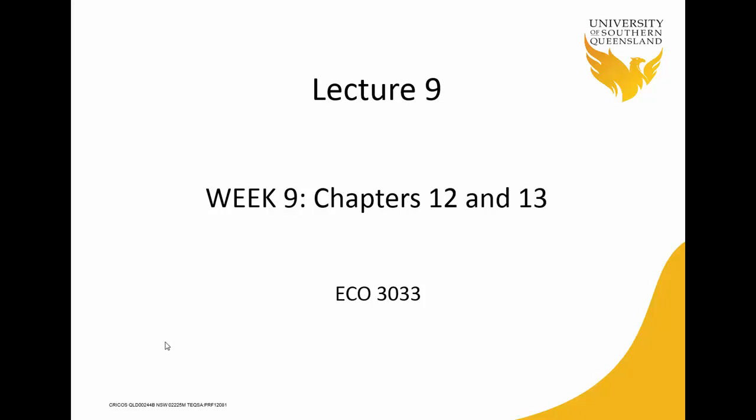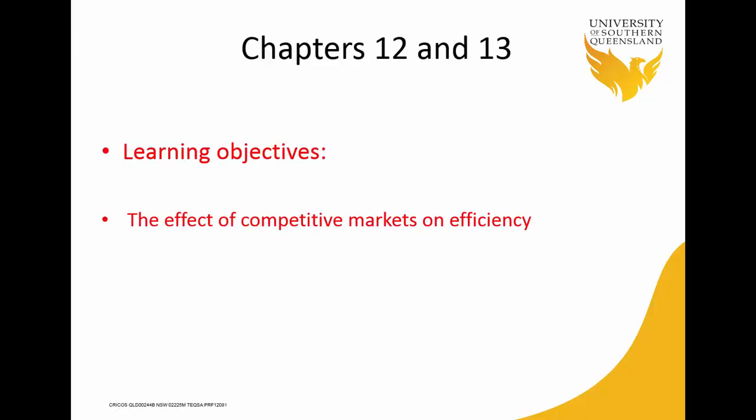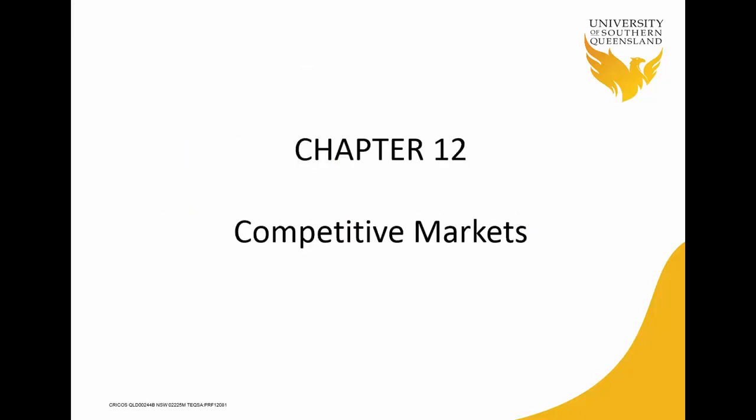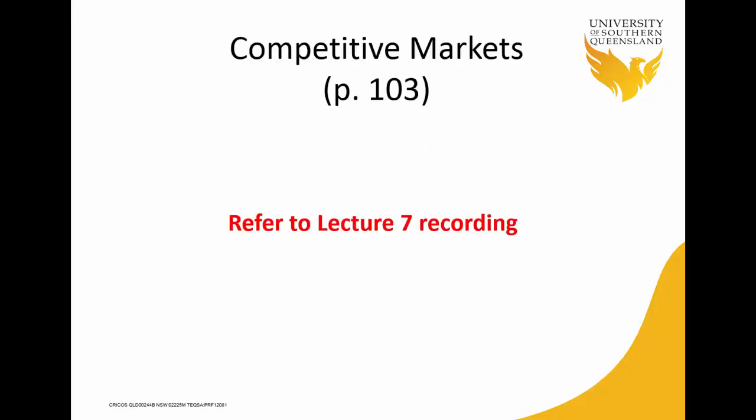Today we're going to look at some literature or some ideas in relation to pollution control. Now our main objective really is to look at the effect of competitive markets on efficiency, and that's of course covered in chapter 12, and that particular chapter has been already covered in lecture 7. But the key point I want to re-emphasize is that competitive markets are efficient markets. And the reason they are efficient is that the price in these competitive markets is equal to the total cost relating to the product in that market.